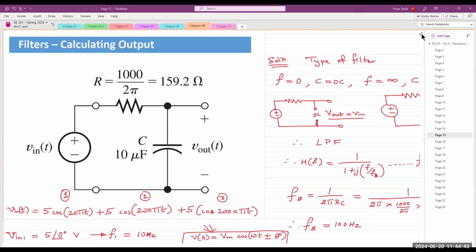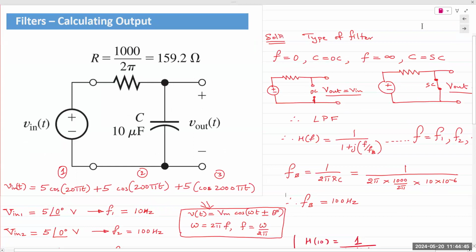Okay, so this is a problem where we want to calculate the output of a filter circuit. The approach is similar to the example problem that we saw earlier in this chapter. In that first example, we had a transfer function of a circuit given to us. The circuit itself was not given. We were given the transfer function in graphical form, and so we obtained the output for a specified input.